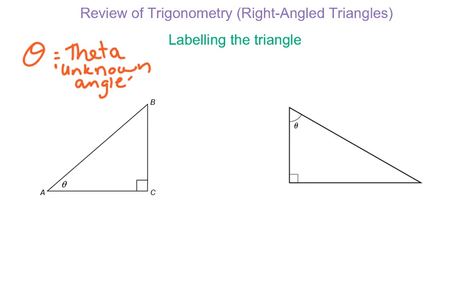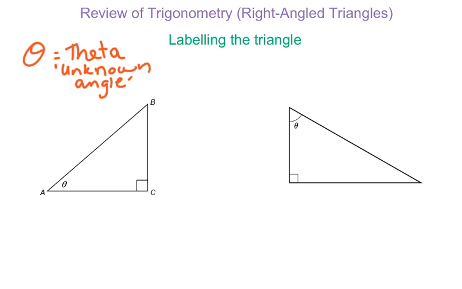Today I'm going to be doing a review on trigonometry with right-angled triangles. It's important that we start off by looking at how we actually label the triangles. This is the starting point and the part that you need to get correct in order to be able to know which rule that we're going to use.